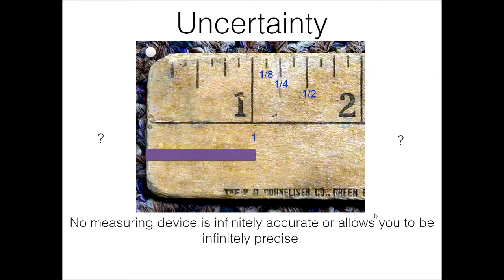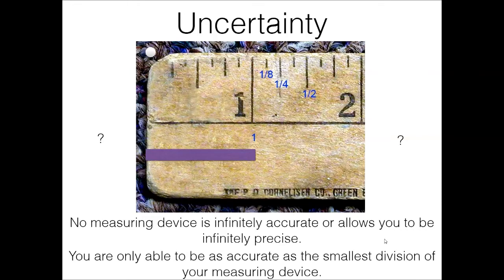How could I do it? Well, first you need to understand that no measuring device is infinitely accurate. Okay? You cannot get infinitely close to the actual value for any measurement you're taking, or what it's supposed to be. Nor can you be infinitely precise, meaning each number is exactly the same as every other number you use to measure something. No measuring device allows you to do that. They all have limitations. And this is an example of that with this meter stick.